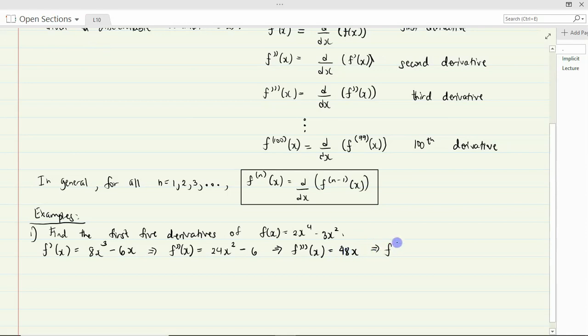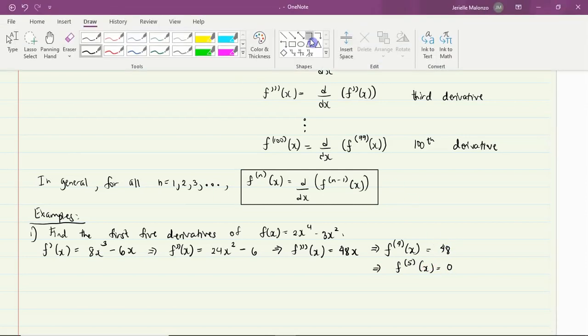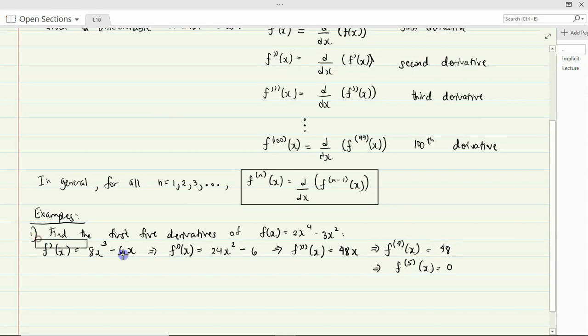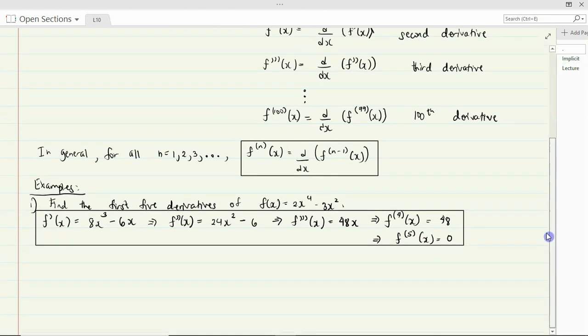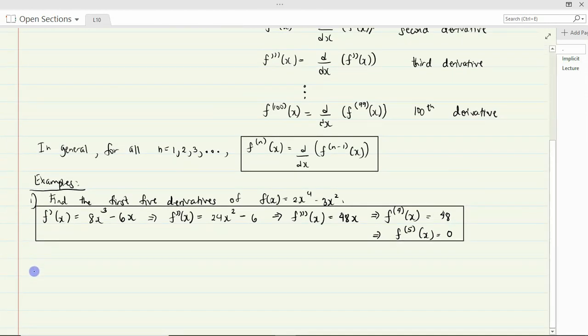Tapos, kunin naman natin this time ang fourth derivative. Kapag fourth derivative, gamitin na natin yung gantong notation. Anong derivative ni 48x? It's 48. And finally, dahil dyan, ano ang fifth derivative? It's derivative ni 48, which is 0. And that is your final answer. This is the first 5 derivatives of our function. I hope clear yan. Let's move on to the next example.